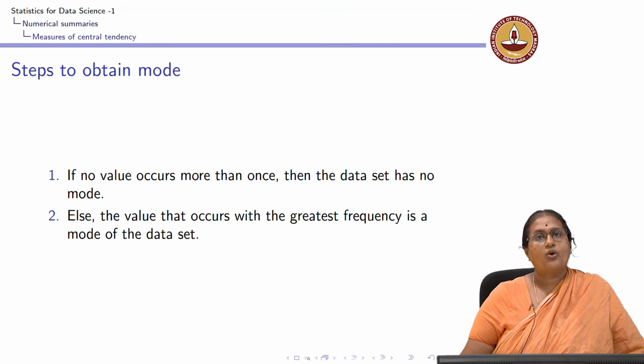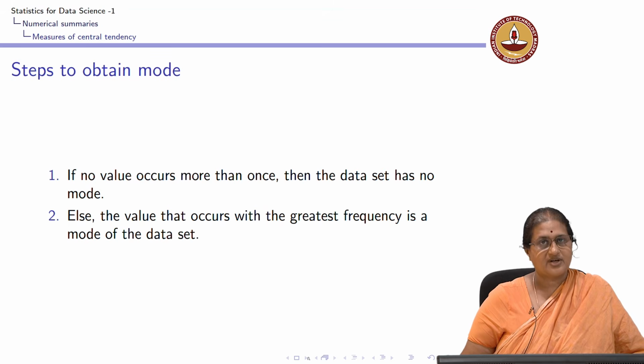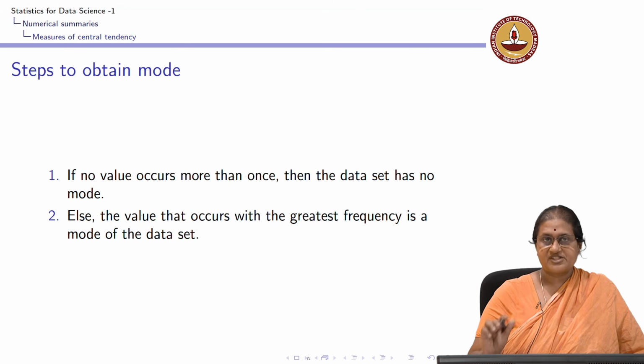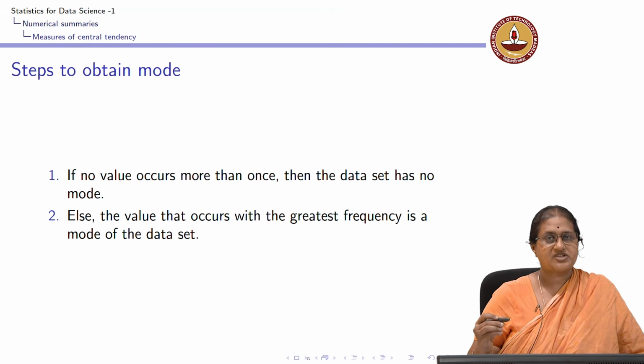So now how do we obtain a mode? Just as we did in the case of categorical data, even in numerical data we check for the mode by calculating that observation which appears the most number of times.